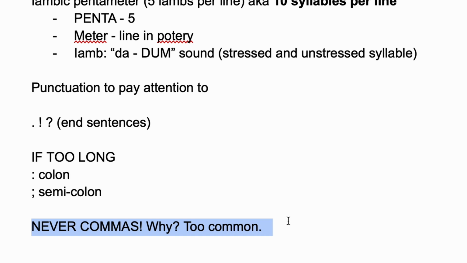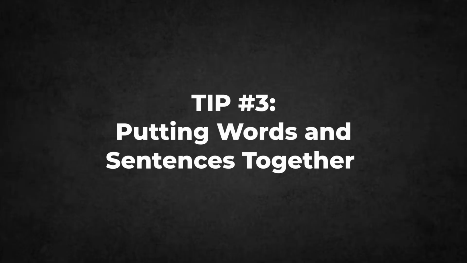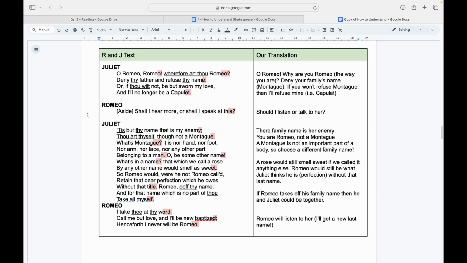Don't worry about commas, completely ignore them. Why? Because they are too common. So now we have 2 ways to understand Shakespeare. Now, you're not going to want to miss this last strategy because it puts everything together and will help you understand Shakespeare. So what does putting it all together mean?